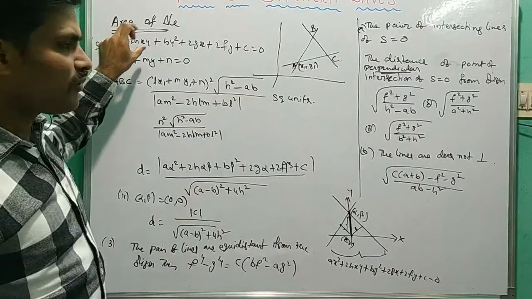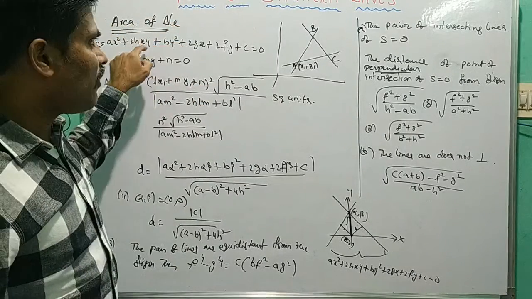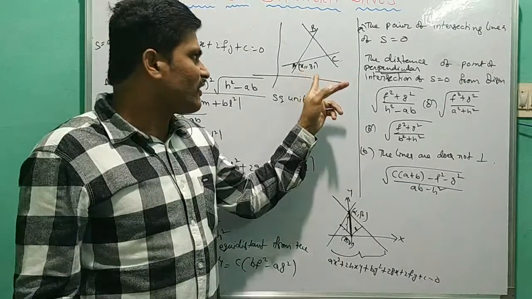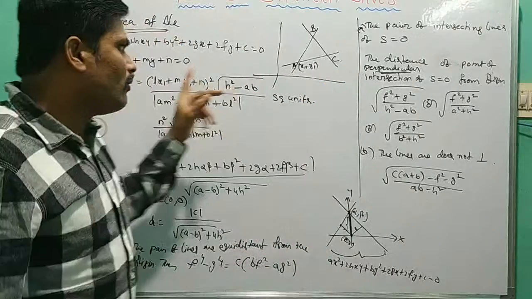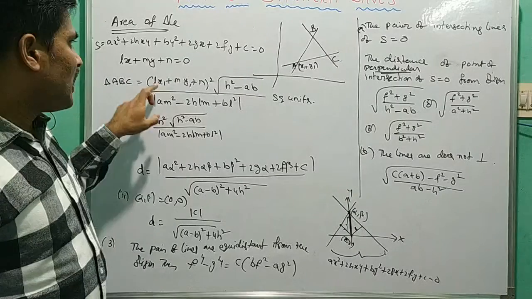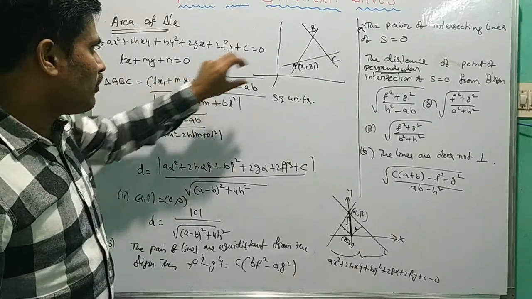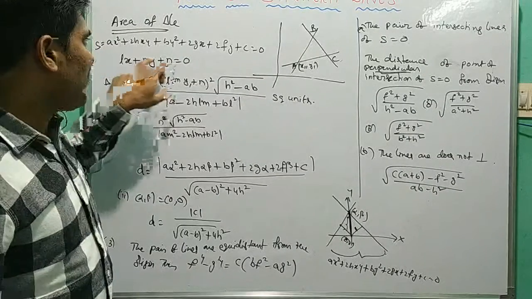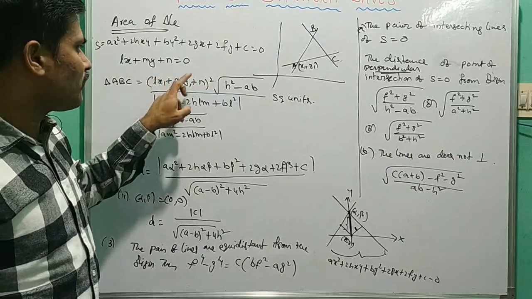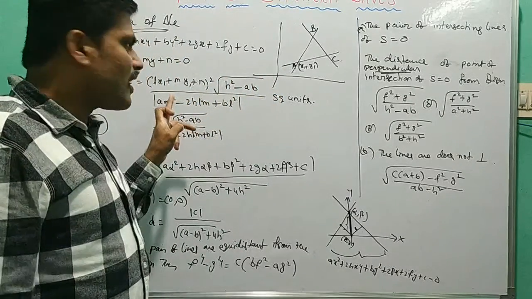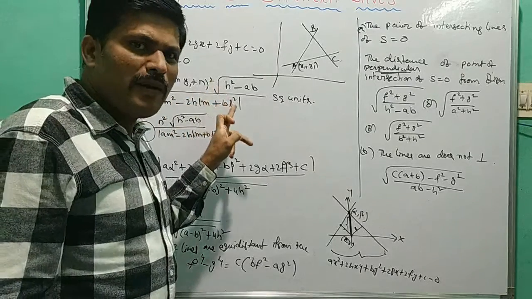Here, first of all, we have to find the point of intersection of the pair of intersecting lines. That is x1, y1. Now, for the point x1, y1, the area of the triangle is lx1 plus my1 plus n. Now that point will be substituted in the third side lx plus my plus n, that is lx1 plus my1 plus n whole square into square root of h square minus ab whole by mod am square minus 2hlm plus bl square.